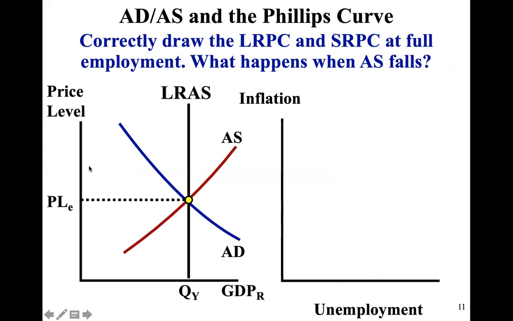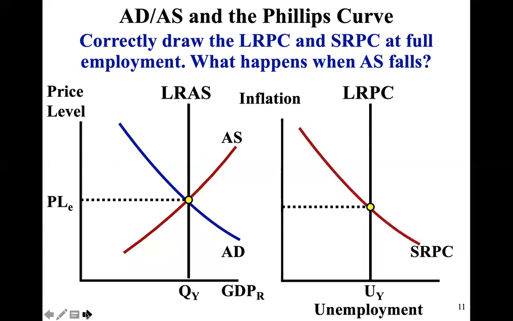Really quickly, we can see here that this economy is at full employment output, yellow dot here. So our starting point for our Phillips curve is going to be a full employment output as well. We're going to put a dot where the LRPC meets the SRPC, showing full employment. And then if there's a decrease in aggregate supply, what's going to happen? So we have a decrease in aggregate supply. It's going to move us into a recessionary gap.